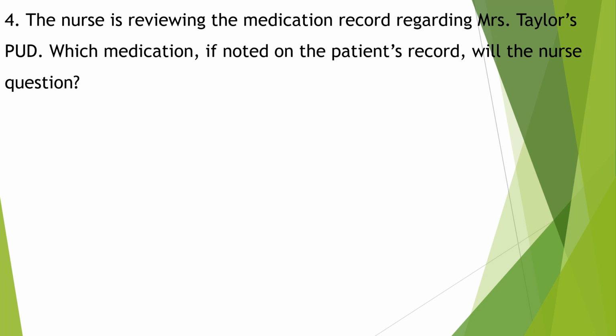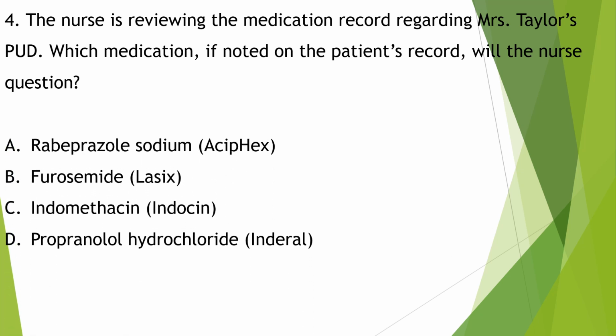The nurse is reviewing the medication orders regarding Mrs. Taylor's peptic ulcer disease. Which medication, if noted on the patient's record, will the nurse question? Rabeprazole sodium, furosemide, indomethacin, propranolol hydrochloride. Indomethacin is a non-steroidal anti-inflammatory drug and can cause ulceration of the esophagus, stomach or small intestine. Indomethacin is contraindicated in a patient with gastrointestinal disorders.